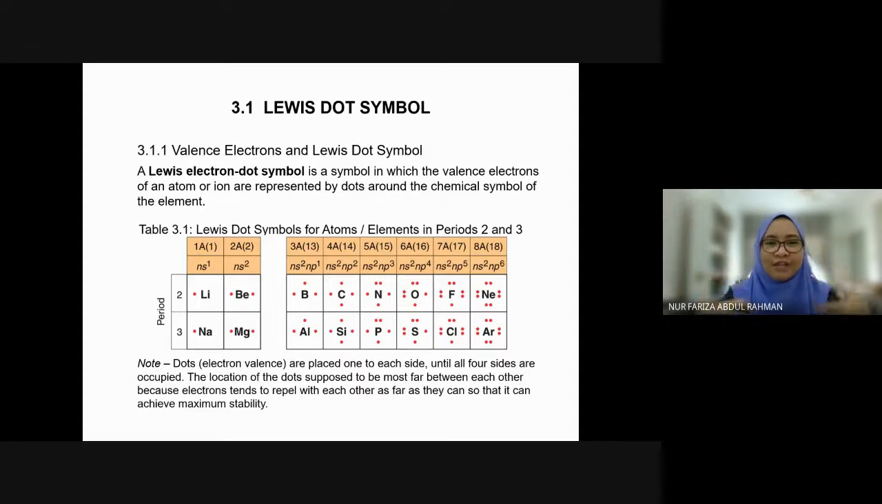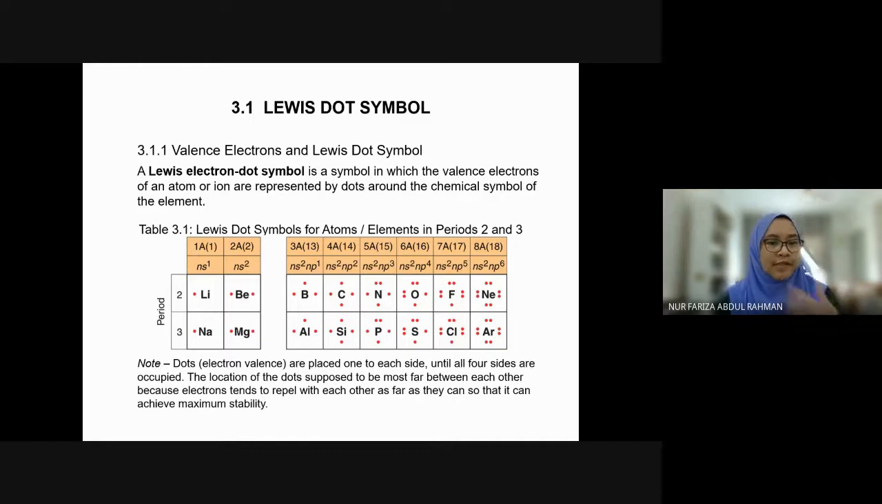So core electrons dekat inner shell tu, those will not be involved in the bonding. Tak ada. So that's why yang paling penting adalah valence. Either we remove, or kita accept electron pun will be added dekat valence shell, ataupun during the sharing pun it only involves valence electrons. Okay, that's why valence electron is very important.